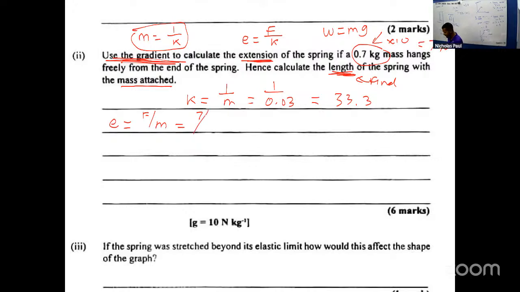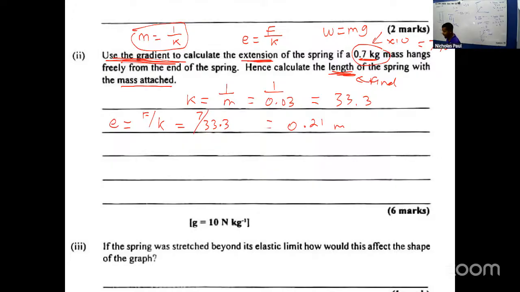And the k is 33.3. How much is that? 0.21. Who got lost there? So the first thing I did is I found k. So I used m to find k. And then I used the mass, which is 0.7, and I converted it into weight. All right?